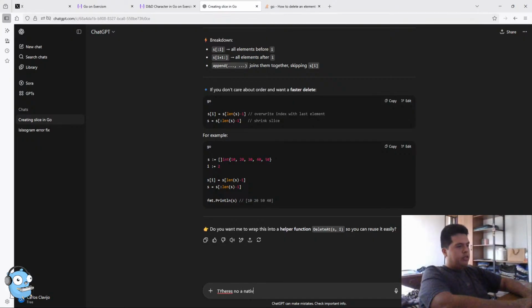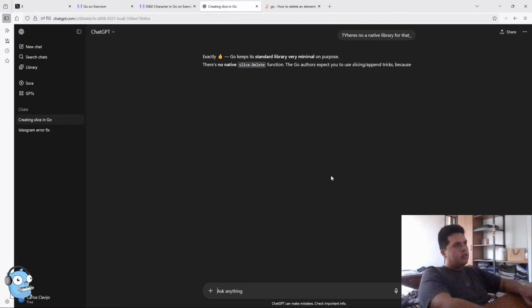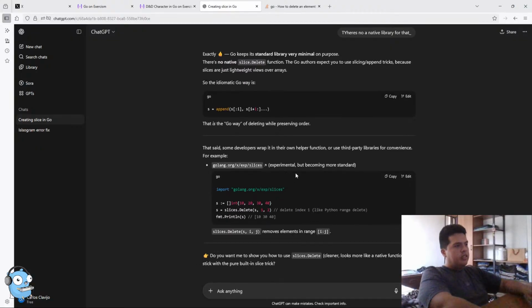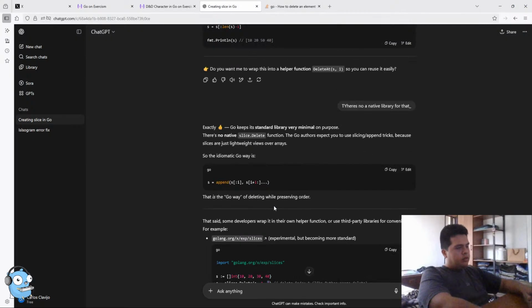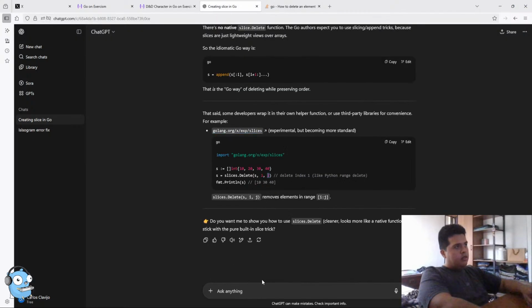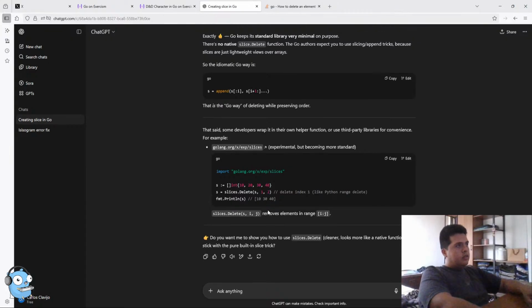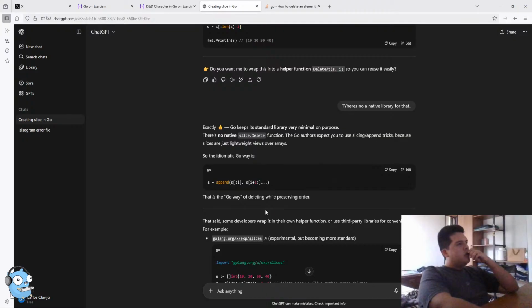There's no native library for that. The slices delete, okay. Slices delete. Index 1 like Python, range delete. Why is it 2? Go's standard library is very minimal on purpose. There's no native slice delete function. Go authors expect you to use slicing and append tricks, because slices are a lightweight view over arrays.